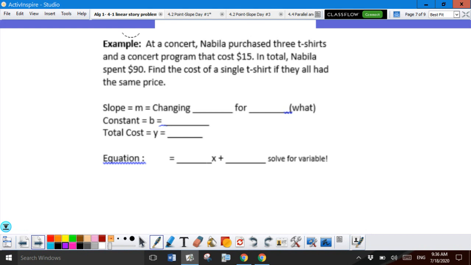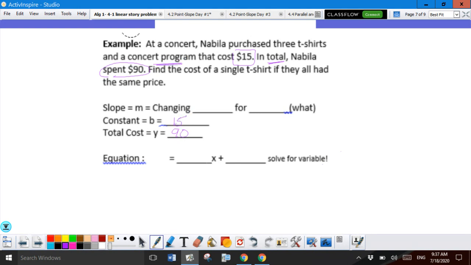All right, let's see how you did. So at a concert, Nabila purchased 3 t-shirts and a concert program that cost $15. In total, that's important, she spent $90. So I'm going to go ahead and pull out that 90 because that is a total. My constant has got to be the $15 because I only bought one concert program.